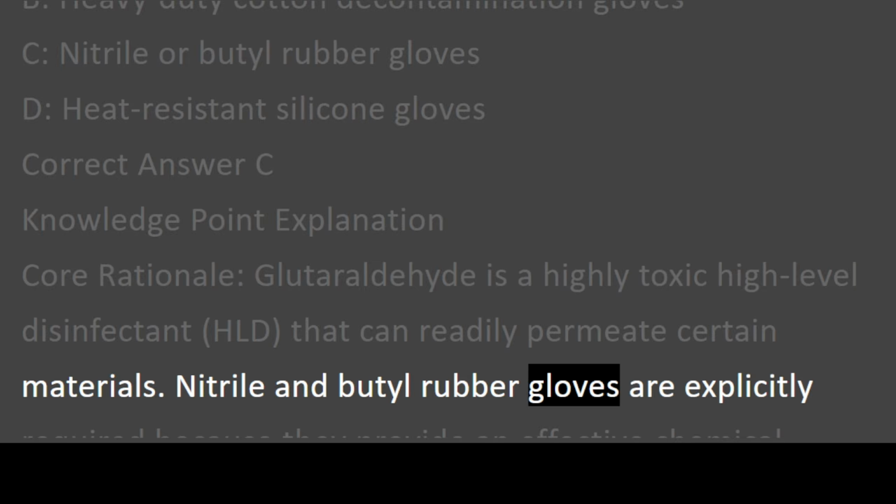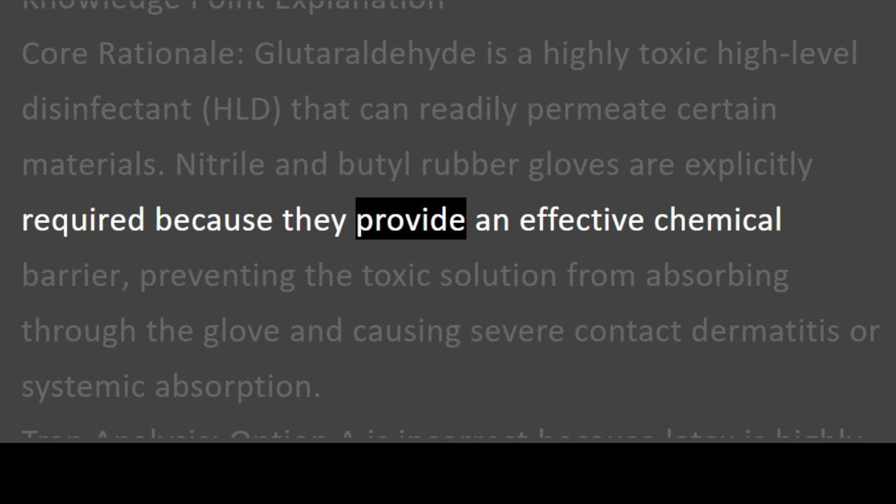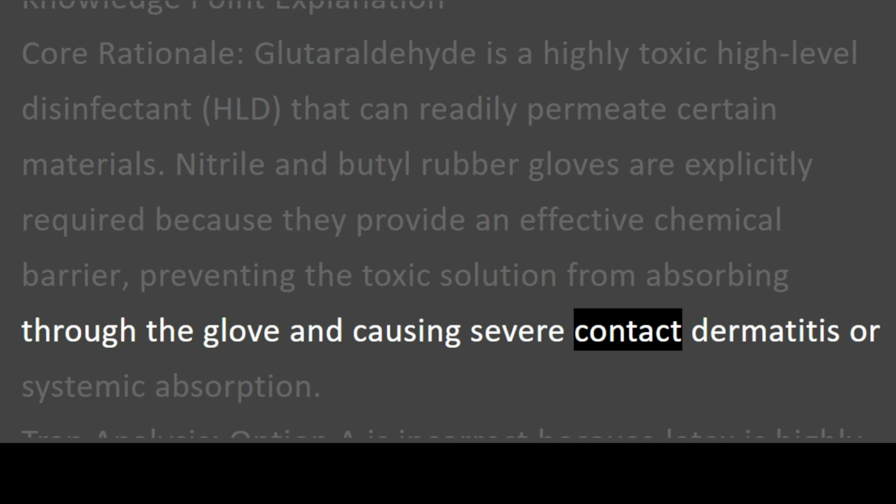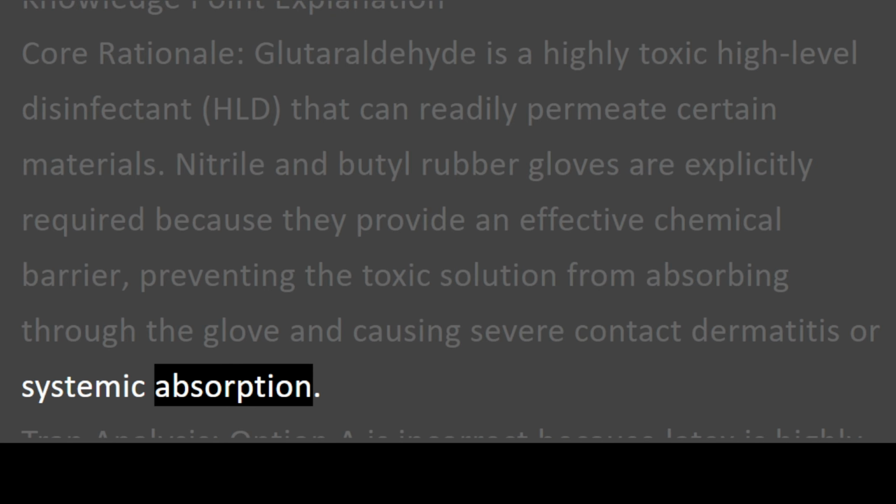Nitrile and butyl rubber gloves are explicitly required because they provide an effective chemical barrier, preventing the toxic solution from absorbing through the glove and causing severe contact dermatitis or systemic absorption.